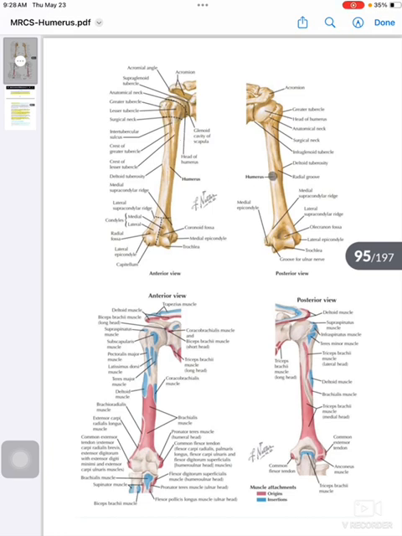Another important relation is the mid shaft, which has the spiral groove related to the radial nerve and profunda brachii artery. Fracture causes radial nerve injury and artery injury. The lower end has the medial epicondyle, which is related to the ulnar nerve. Fracture or injury causes ulnar nerve palsy. I think now you've got a brief idea about the humerus. This is more than enough for the MRCS Part A examination.